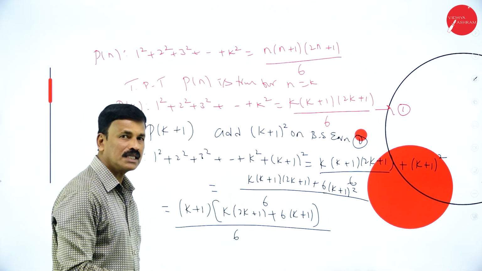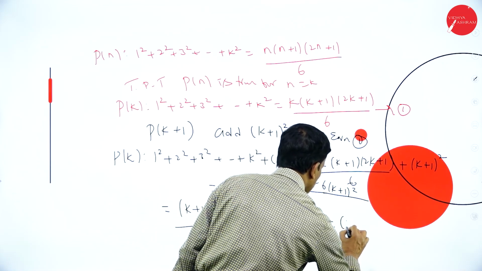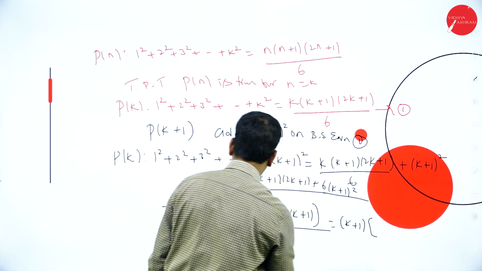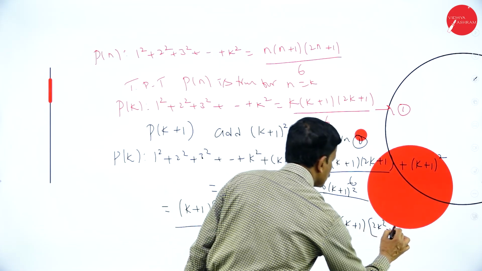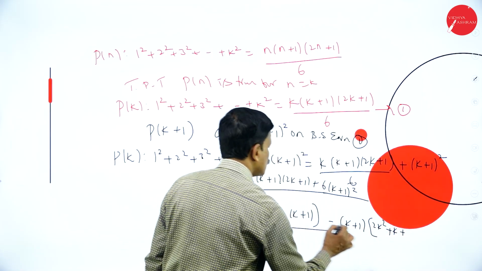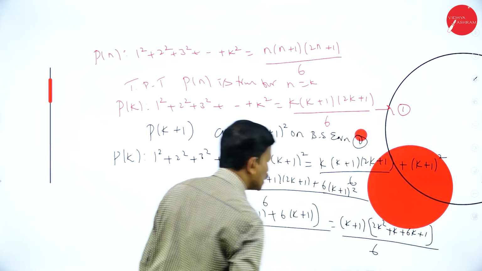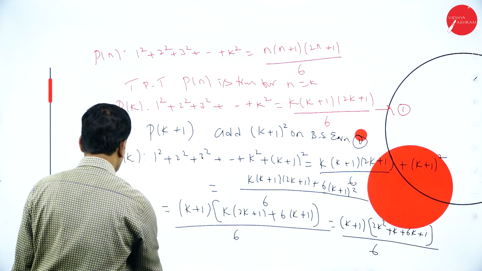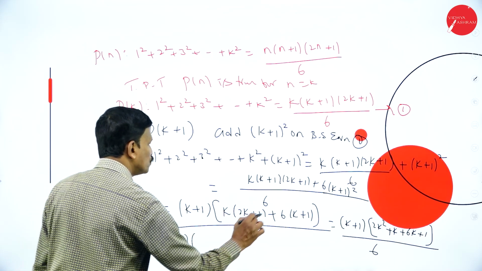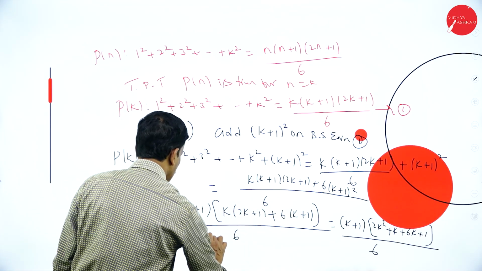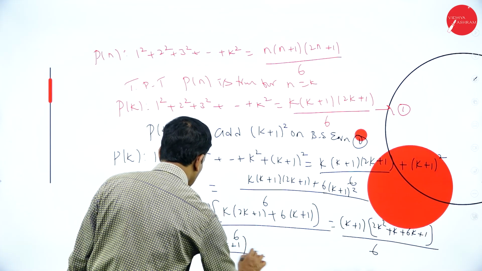Now just simplify this. So if you simplify, what you will get? This is equal to k plus 1 as it is. Now multiply 2k into k is 2k square, plus k into 1 is k, plus 6k into 1 is 6k, plus 1, divided by 6. Now therefore this can be written as k plus 1 into 2k square plus 7k plus 1 divided by 6.